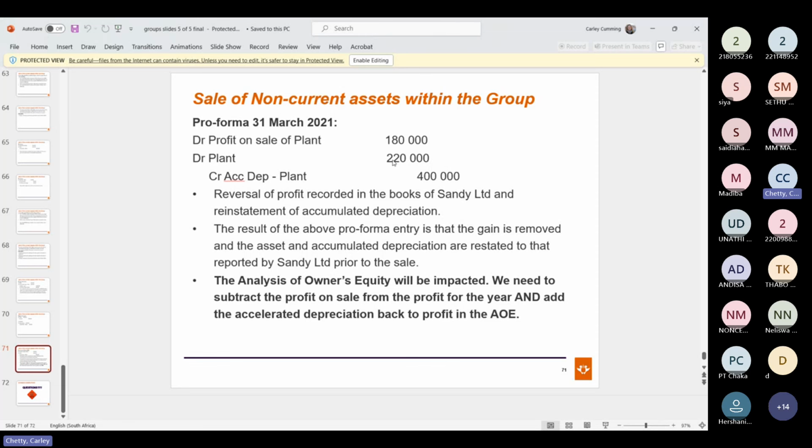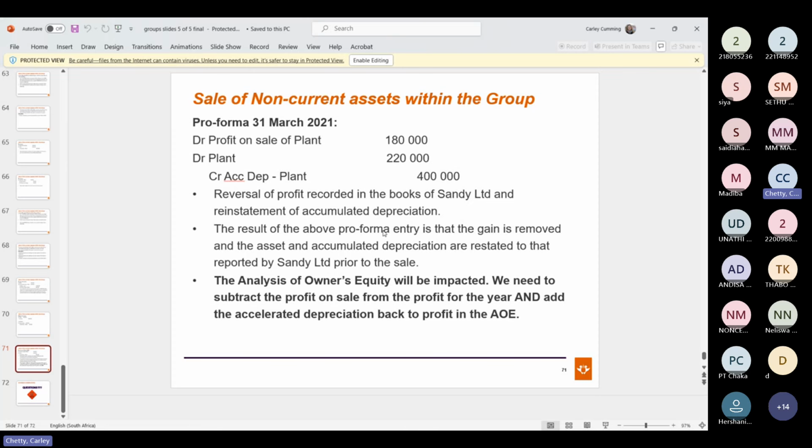So it is already recorded as 780,000 in Eddie's separate financial statements. So now we are simply increasing that to 1 million. We are reinstating the original cost. When the asset was sold, the accumulated depreciation of 400,000 was written off. Now we are reinstating it by crediting accumulated depreciation plant with 400,000. So we are reversing the profit recorded in the books of Sandy and reinstating the accumulated depreciation. So the result of the above pro forma journal entry is that the profit is removed and the asset and the accumulated depreciation are reinstated to that reported by Sandy prior to the sale.